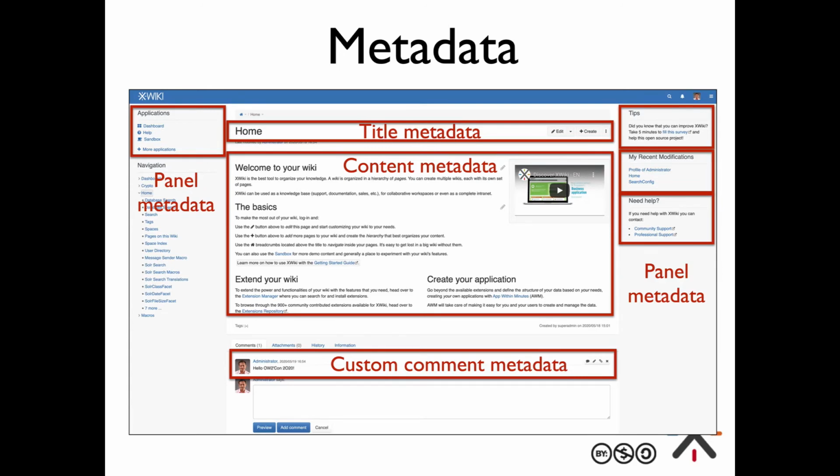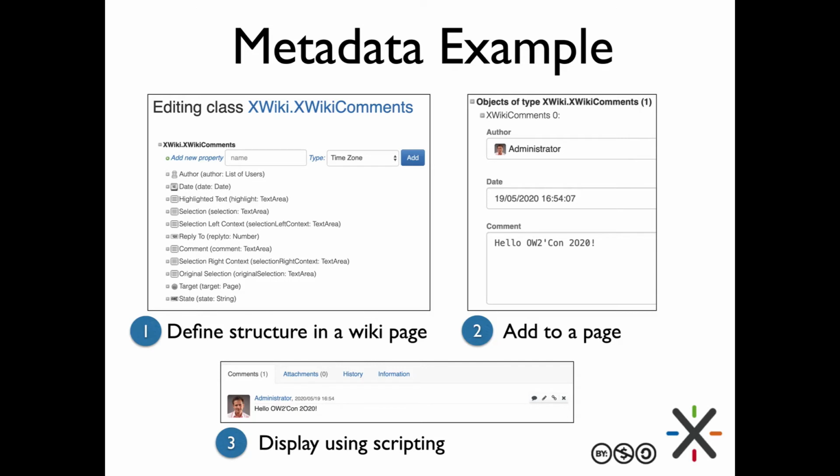So let's see how it works. Let's take the example of the comment. There is a page in the wiki called XWiki comments here, and it defines a structure of what a comment is, for example. You see a comment has an author of type list of users, it has a date of type date, it has the comment itself of type XTextArea, etc. It can have a number for the reply it corresponds to, etc.